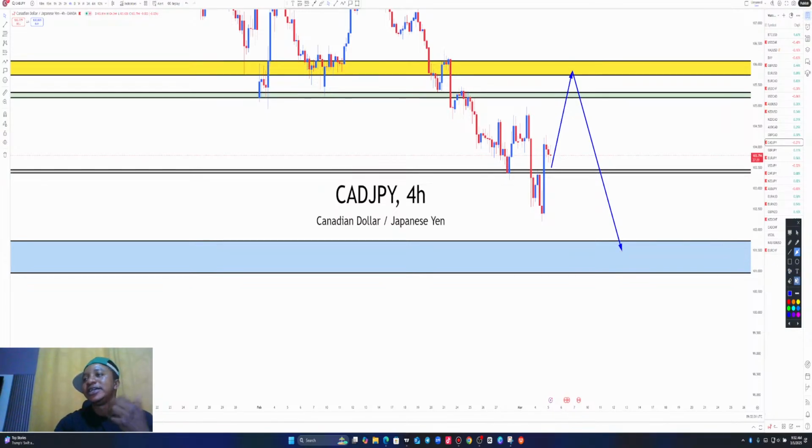So CAD JPY, this is our full and complete analysis. Okay, let's wait for price to get to the resistance level. You can buy over here if you clearly know what you are doing, but I'll be waiting for price to get here before what? My sales will come in all the way to the downside. All right, so that's it also for CAD JPY. Let's go to the next pair.